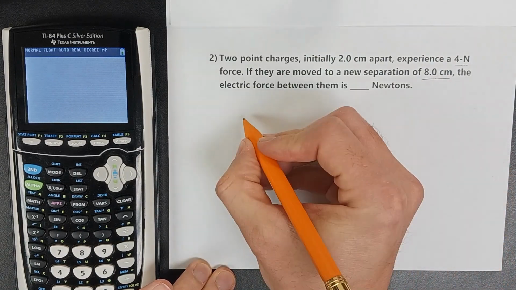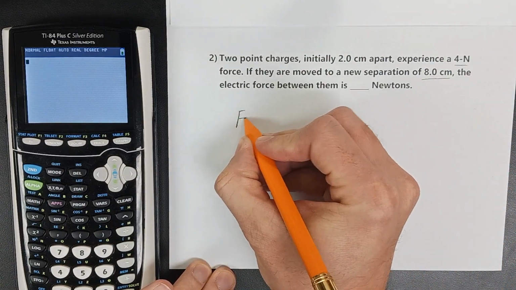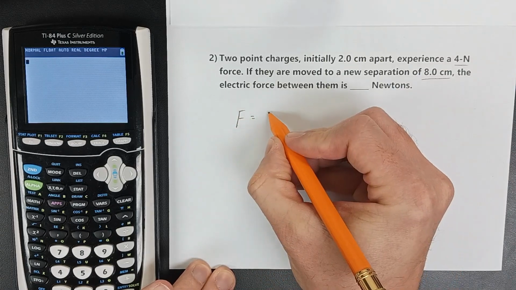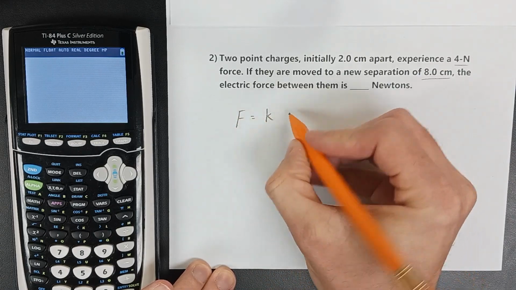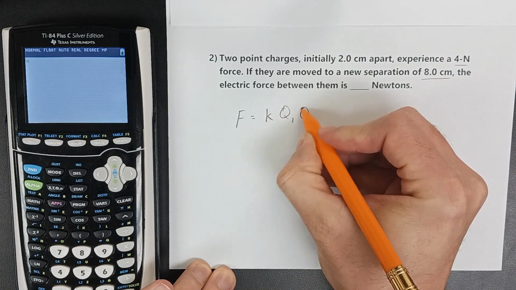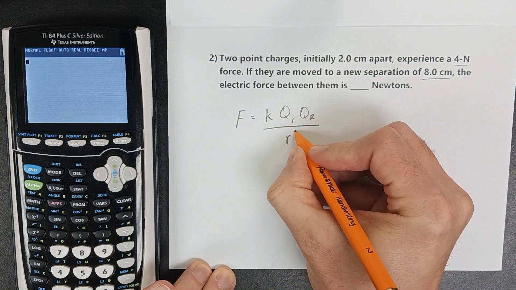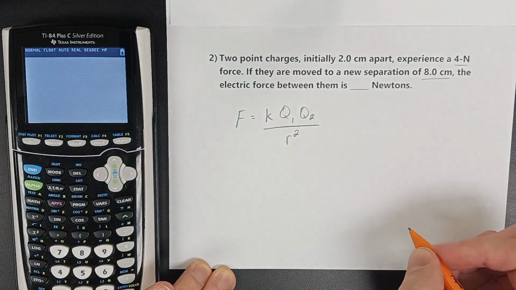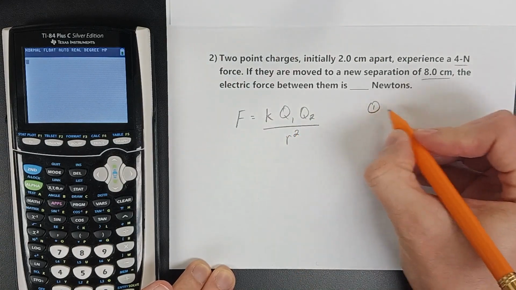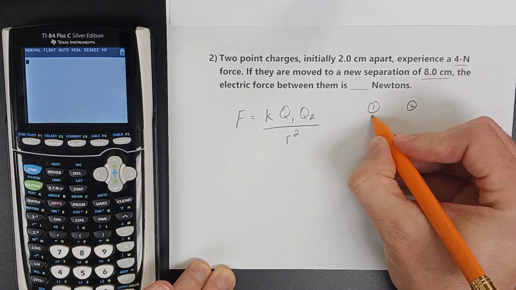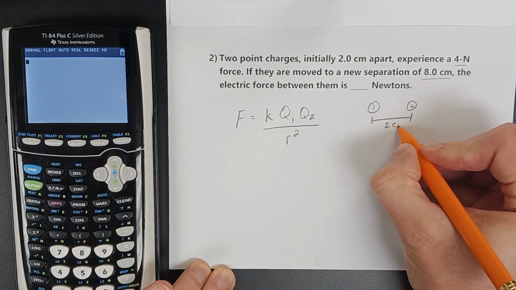So Coulomb's law tells us that the force between two charges equals Coulomb's constant times those two charges divided by the distance between the charges squared. So we're starting off with our two charges separated only by 2 centimeters.